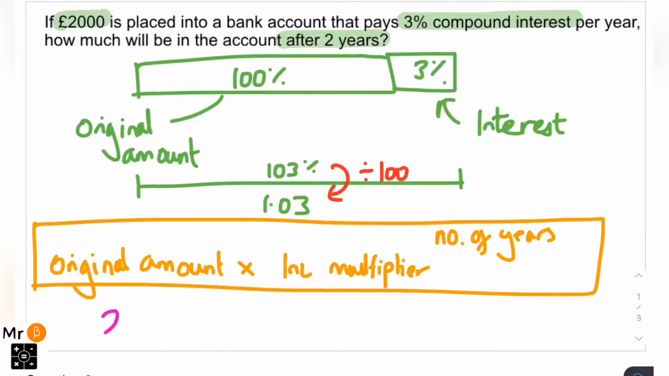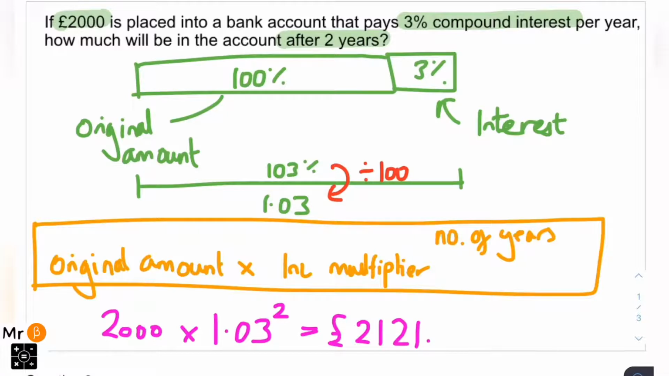So our original amount is how much has been placed in our bank account. We times that by our increase multiplier, our decimal we worked out, and we raise it to the amount of years that our money's in our bank account. This will then be a calculator topic, so you just type it all in your calculator and you would get the answer £2,121.80.